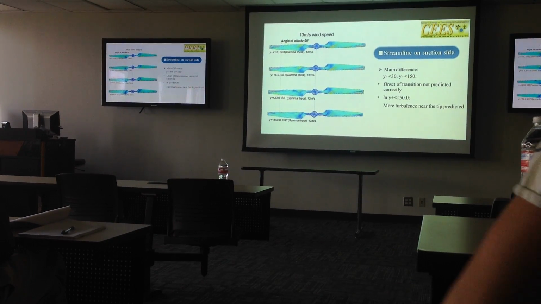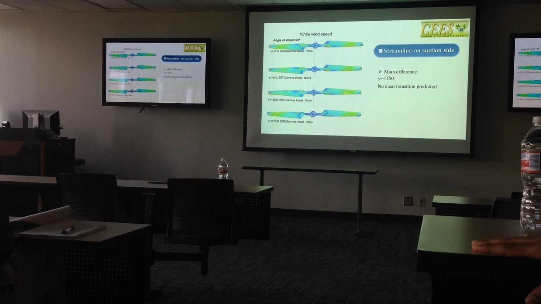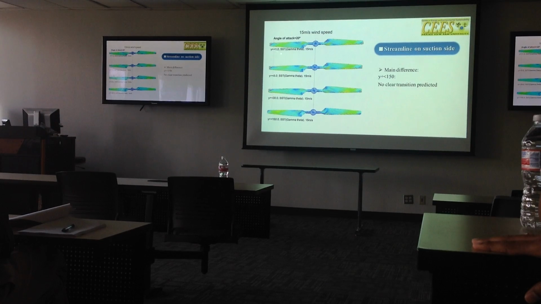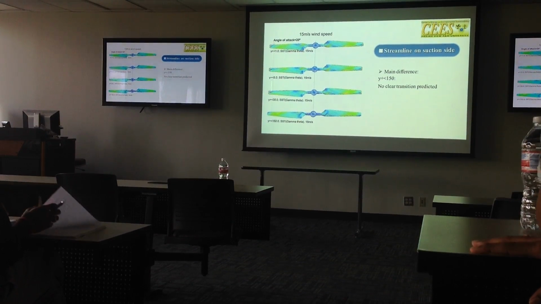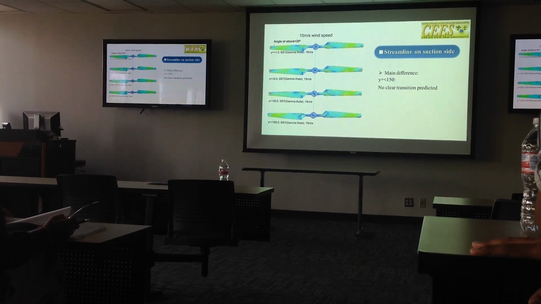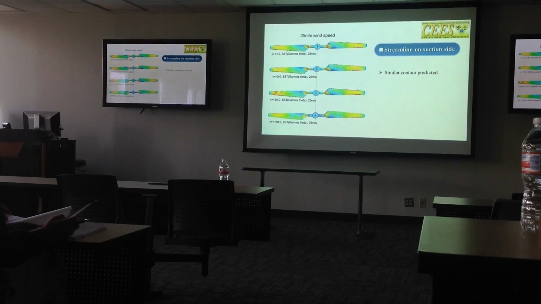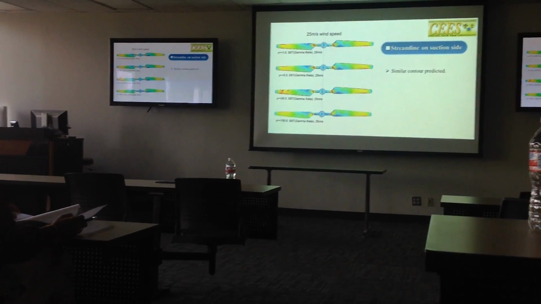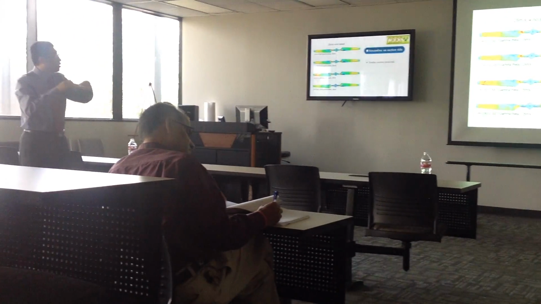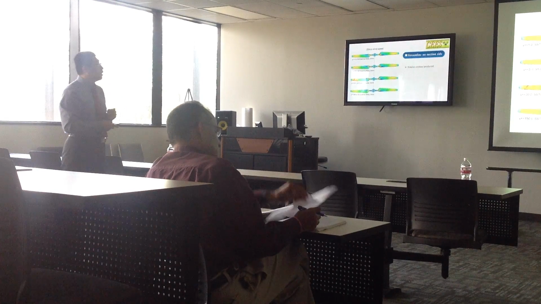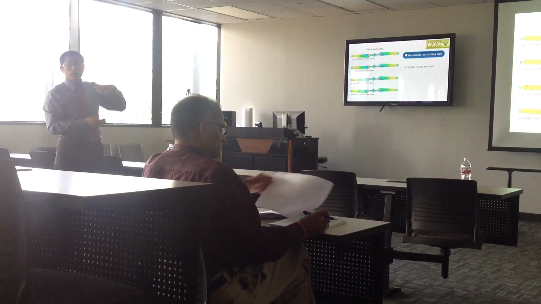And for 15, it's similar to the last case, the 30 meter per second case. There is a little transition predicted in the first 3 cases, but for the last case, no transition happened there. For the 25 meter per second case, as we mentioned, it's totally detached and separated, so no transition happened there. So the difference is not clear. It's a similar contour that is predicted. These 4 cases are for the suction side.